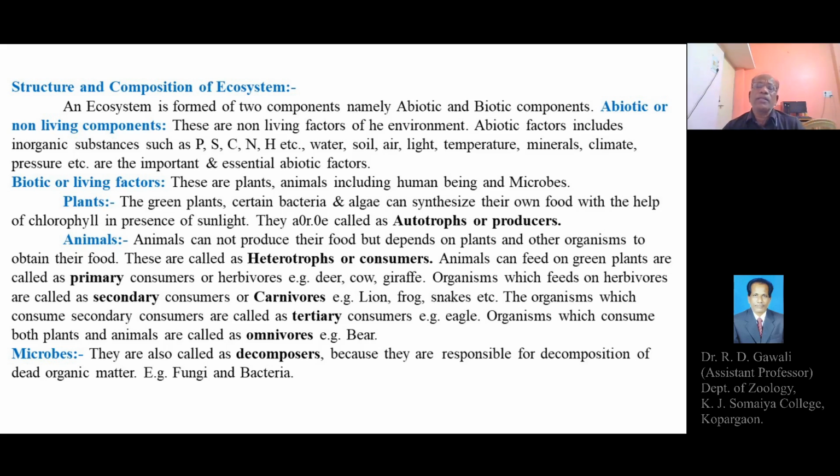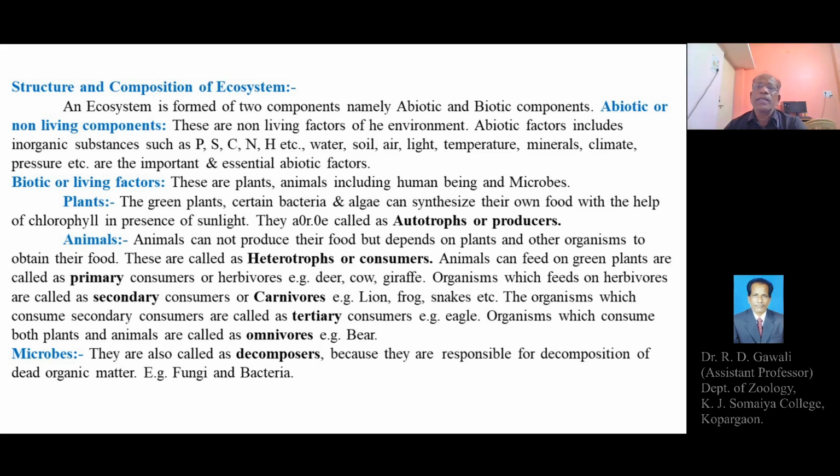So whatever green plants are capable of the process of photosynthesis are present as a biotic component of the ecosystem. So plants, the green plants, certain bacteria and algae, can synthesize their own food with the help of a green pigment called chlorophyll in presence of sunlight, a process of photosynthesis, and thus are called autotrophs or the producers.